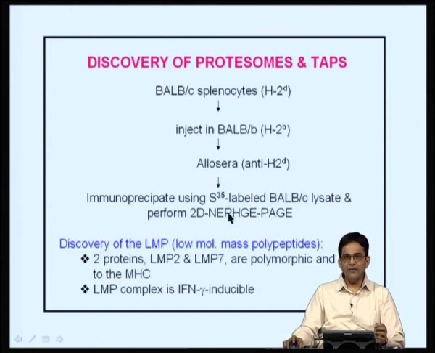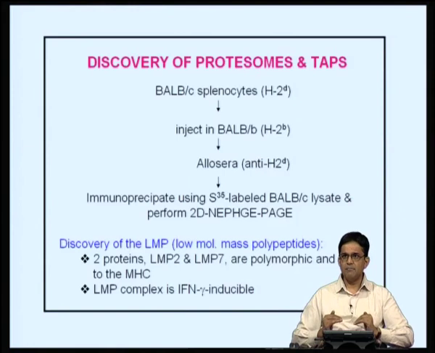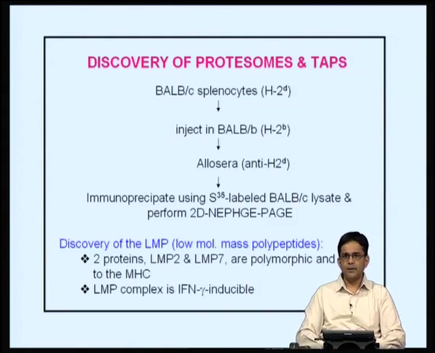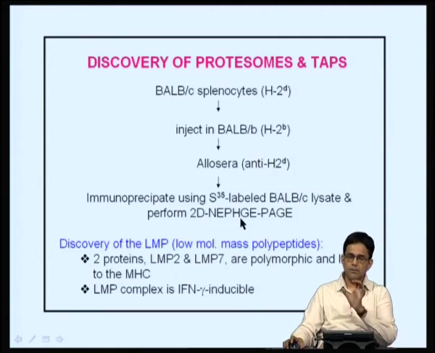This is a long time back, and NEPHGE stands for non-equilibrium pH gradient gel electrophoresis. What this does is that you have an ampholine gradient, you separate your immunoprecipitated proteins based on pI or approximate pI, and then you separate them based on molecular weight. So there are two ways of separating, one is the pI and the other is the molecular weight. This is different from IEF because it is non-equilibrium, because you are not reaching the pIs of all proteins, but the acidic proteins are primarily reached.